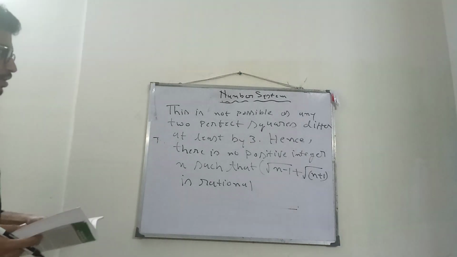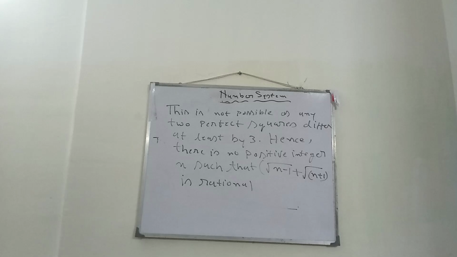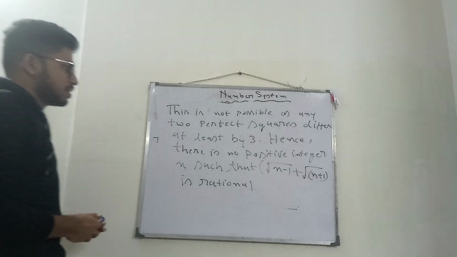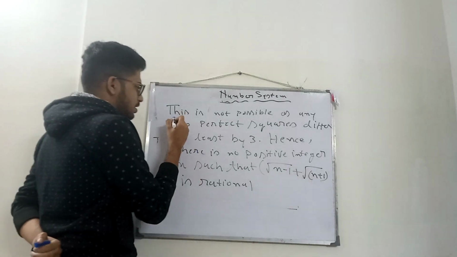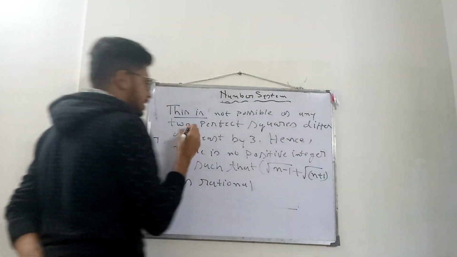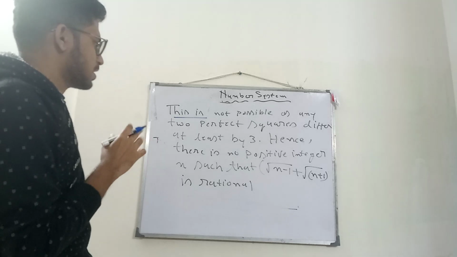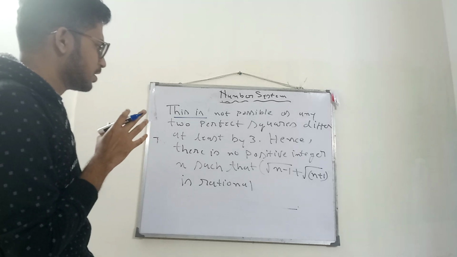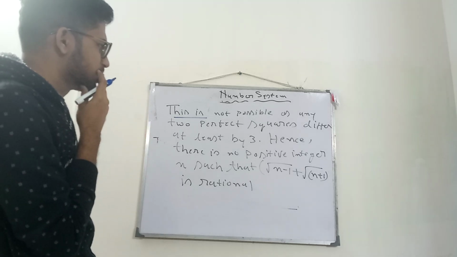Okay, so they're saying that, is my writing visible? Okay, they're saying that this is not possible as any two perfect squares differ at least by 3.